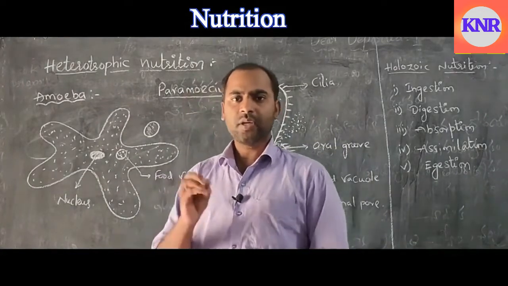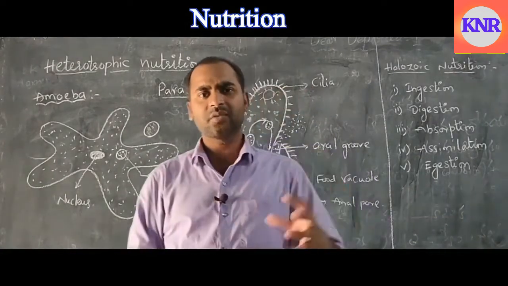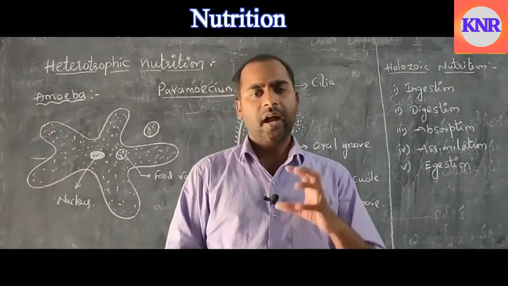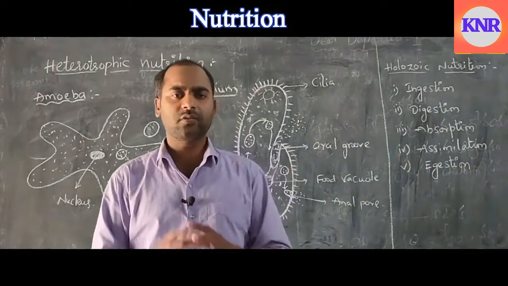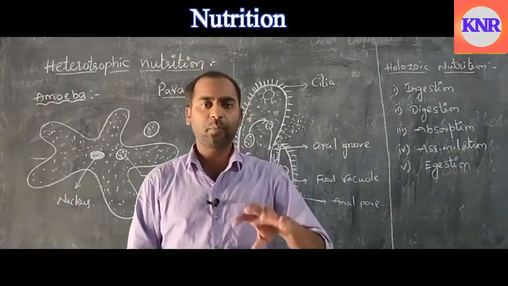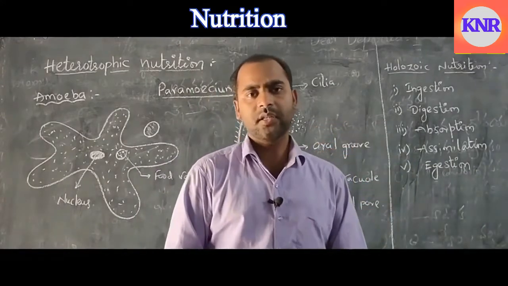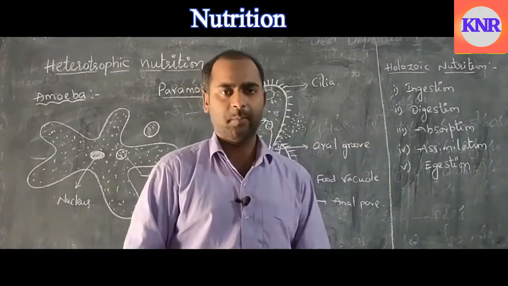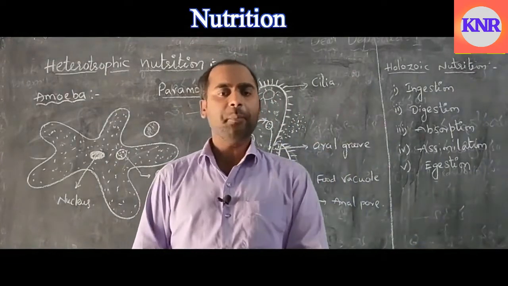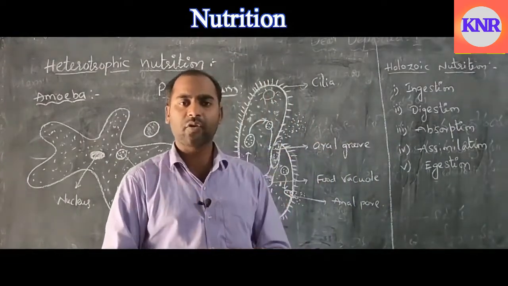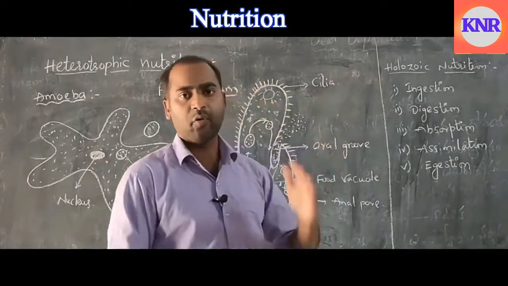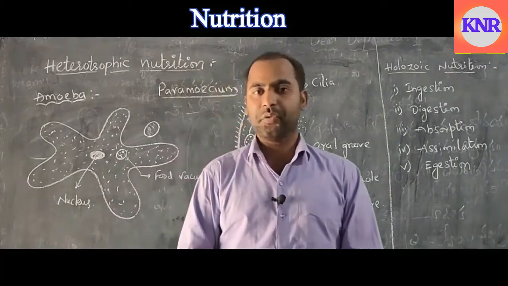In heterotrophic nutrition, there is a wide variety of organisms living on this planet, right? And the mode of acquiring the food is not the same. Based on the mode of acquiring food and their food habits, the nutrition also will be different. Different types of organisms follow different types of nutritive methods. So what are the types of heterotrophic nutrition that we are going to discuss now? Holozoic nutrition, saprophytic nutrition, and parasitic nutrition.